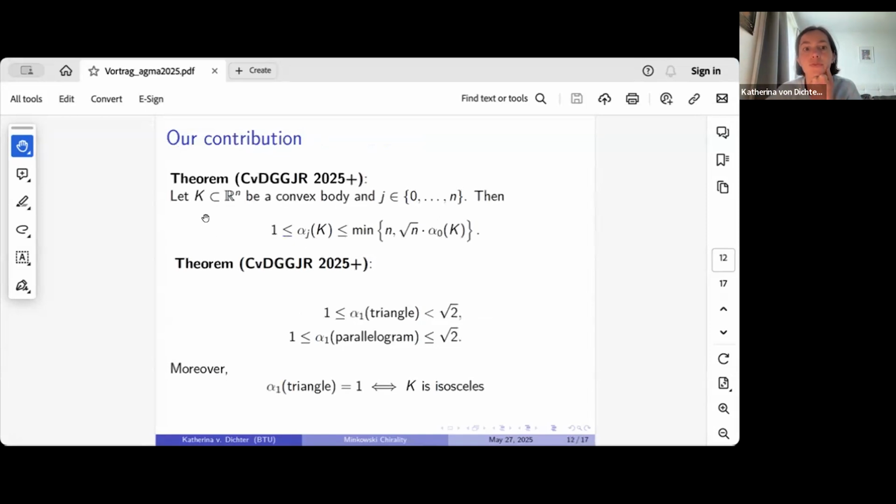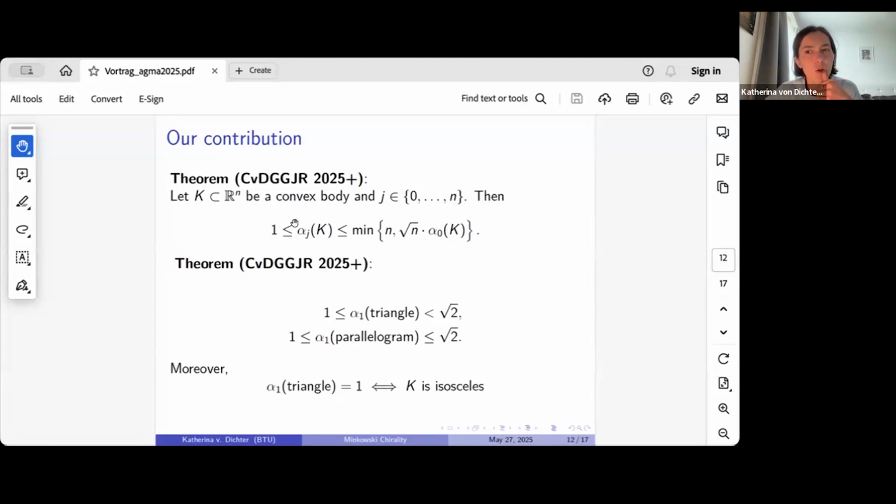We have shown that for convex bodies in general dimension n and any index j from 0 to n, the Minkowski chirality lies between 1 and the minimum of n and square root of n times the Minkowski asymmetry. So this gives the full range of the values for the Minkowski chirality.